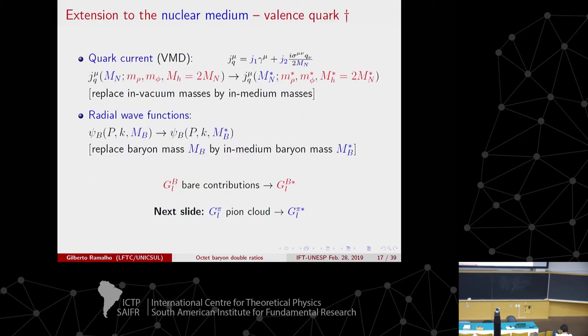The process of extension to the nuclear medium is the following. We start with a current defined in vacuum that we extend to the medium, replacing the dependence on the masses in vacuum by the dependence on masses in medium. The coefficients are the same. For a given function, where we have a dependence on the mass of the baryon in vacuum, we replace that by the mass of the baryon in medium. With that, we obtain the bare contributions in a medium. The pion cloud contribution in medium is described in the next slide.